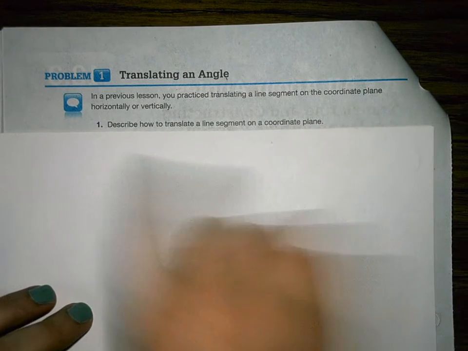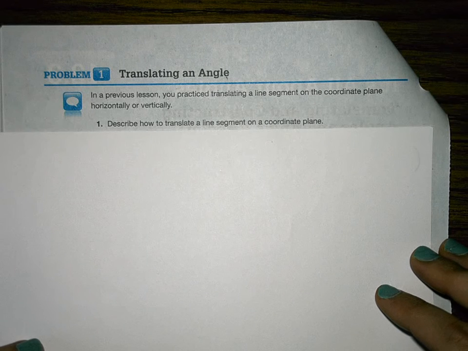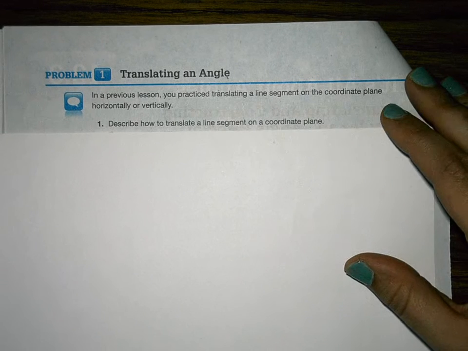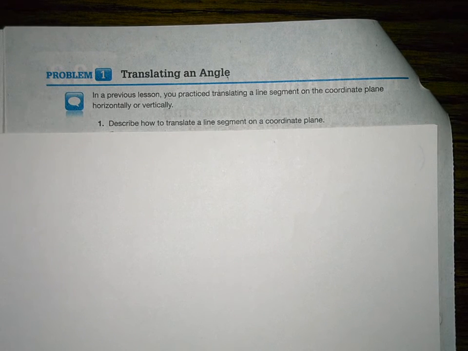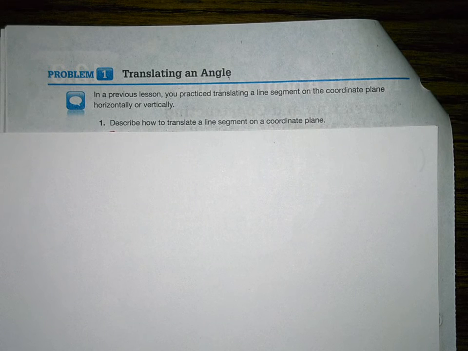So problem 1 says, in the previous lesson, you practiced translating a line segment on the coordinate plane horizontally or vertically. We did that in 12.1. We moved a segment around 4 times on the graph. So I want you guys right now, and you might need to pause the video for a little bit so everyone gets a chance, I want you to write in your own words how to translate a line segment on the coordinate plane.